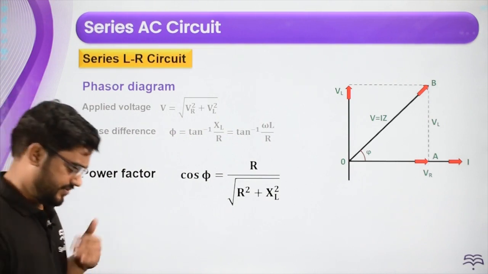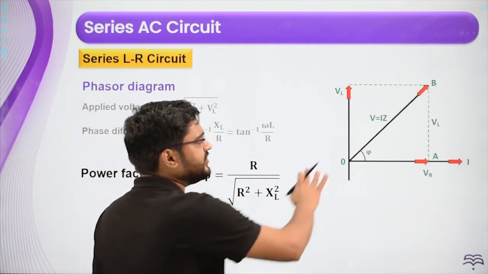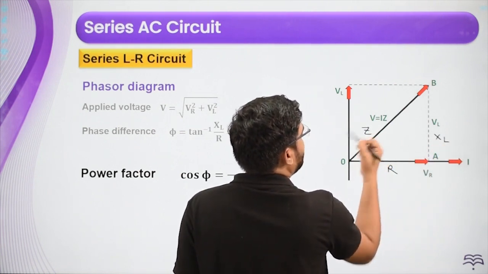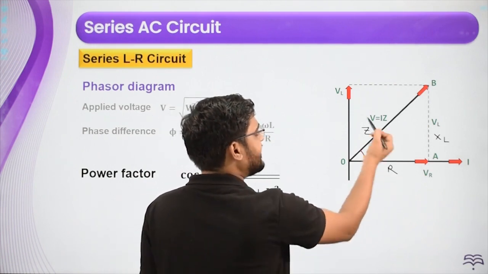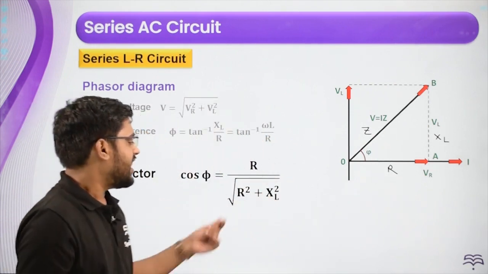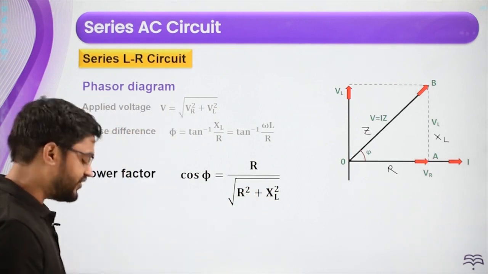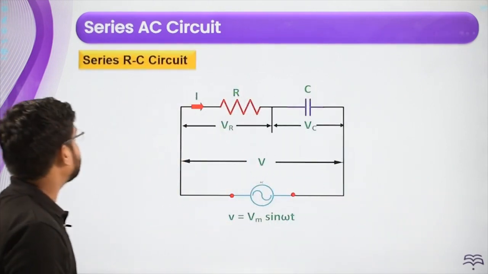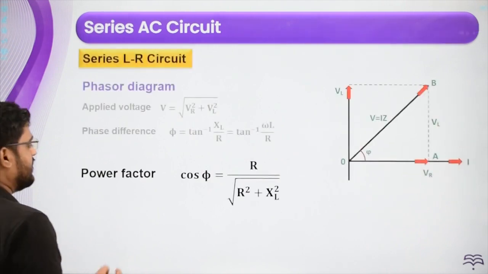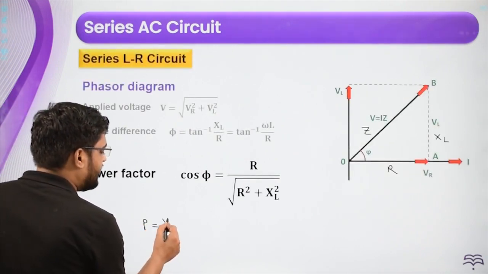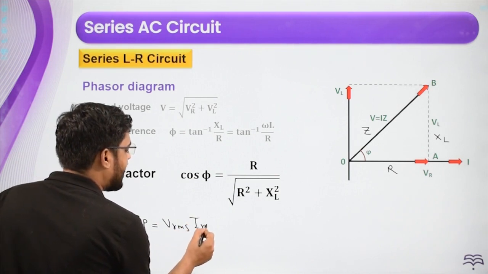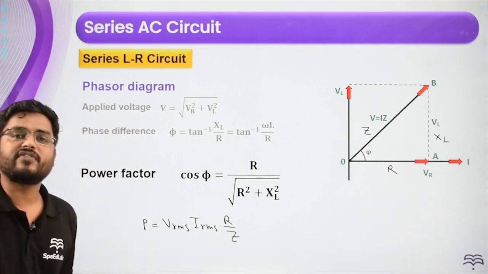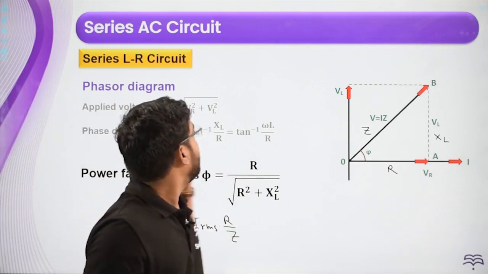And power factor. Power factor is basically cos phi. Let us just have a look at this diagram. So this is my R, this is my XL, and this is my Z, the overall. So cos phi is what? R by Z, and Z is under root R square plus XL square. And if we are talking about the power, power is basically VRMS into IRMS into cos phi, and cos phi is nothing but R by Z. So this is my power, or the average power consumed by an LR circuit.